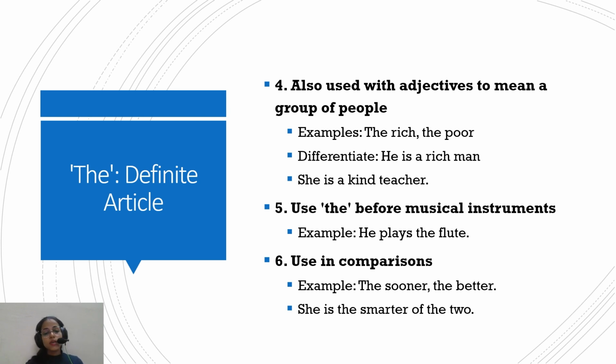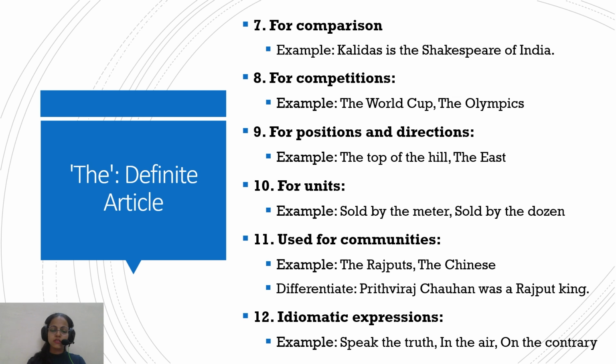Use the in comparisons. When you're comparing, you use the. So you say, the sooner the better. Before both, you use the. She is the smarter of the two. You will never say "she is the smarter of two." So, she is the smarter of the two. When you're comparing two things, you use the definite article.